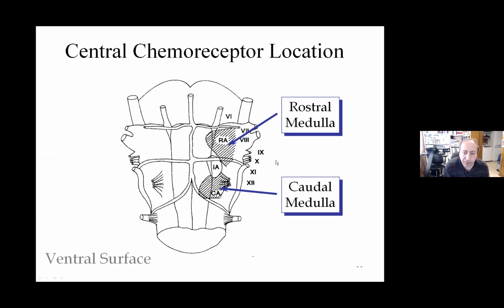Now, which part of the brain really senses the level of pH? It is two parts, the rostral medulla and the caudal medulla, and it's mostly the ventral surface. So this is in connection with the cerebrospinal fluid. They are more in contact with cerebrospinal fluid, so they can sense the level of carbon dioxide or pH.